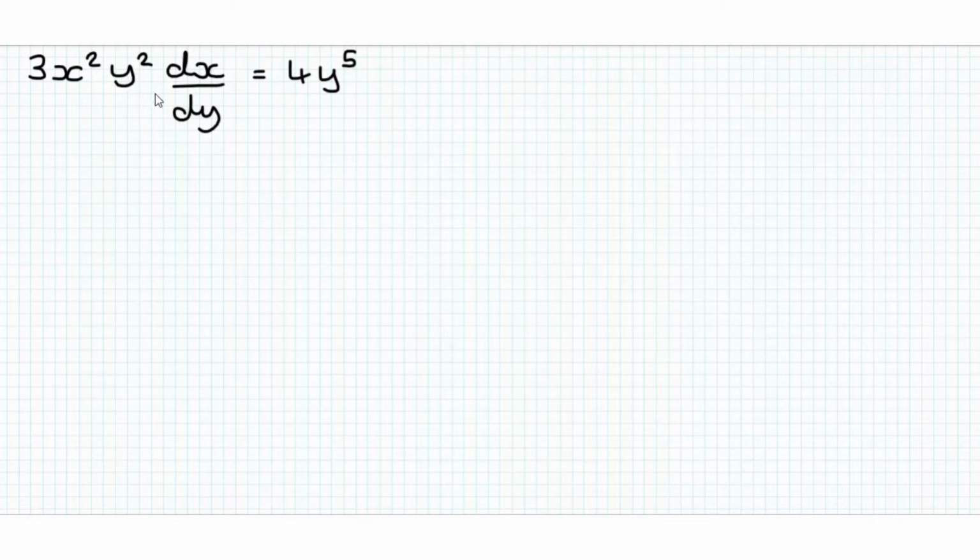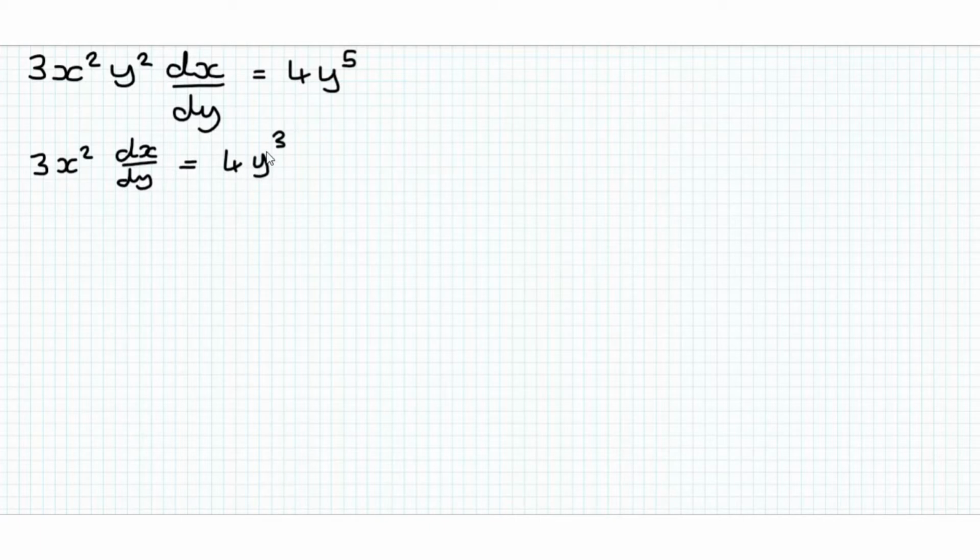So, how do we know this is a separable ODE? Well, if we divide through by y squared on both sides, for y to the 5, to the 3, and let's neaten this up, but basically we can see that this is a function of x, function of y, separated.